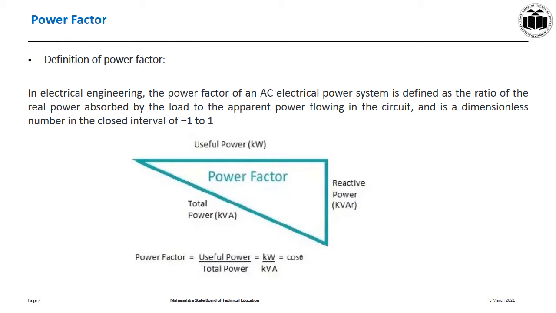We see the definition of the power factor. In electrical engineering, power factor is very important. The power factor of AC electrical power system is defined as the ratio of real power absorbed by load to the apparent power flowing in the circuit. Since it is a ratio of 2 powers as shown in the formula, it is unitless or dimensionless. The value varies between -1 to +1.